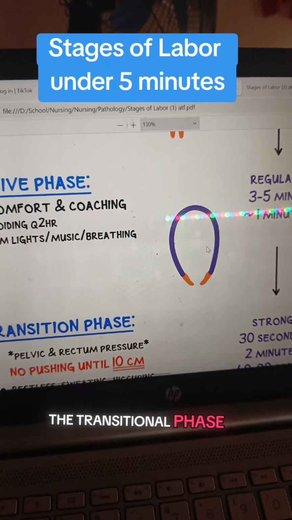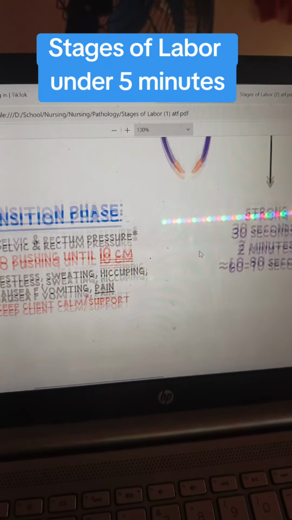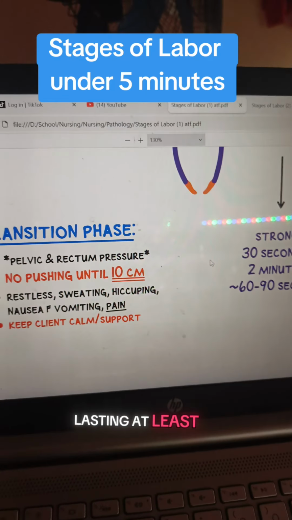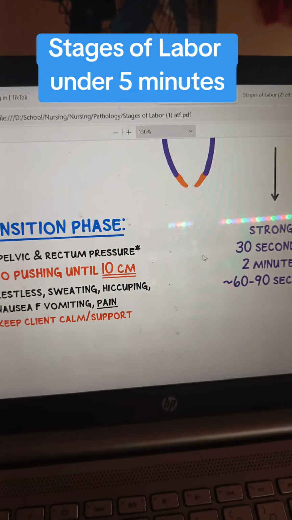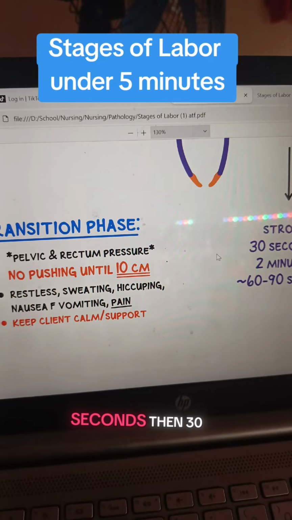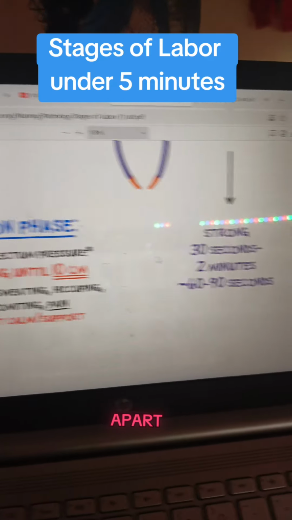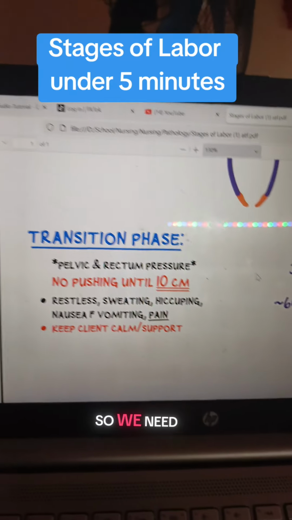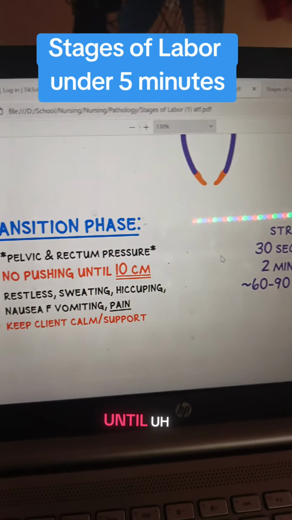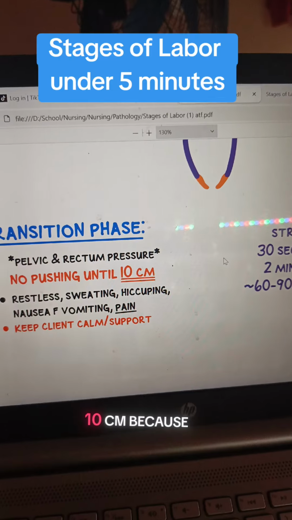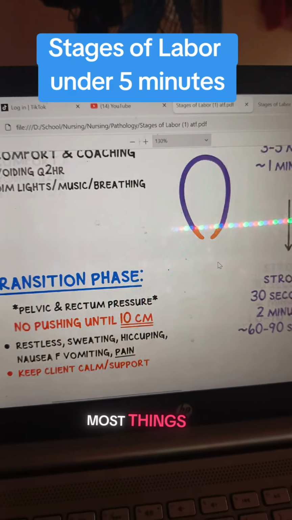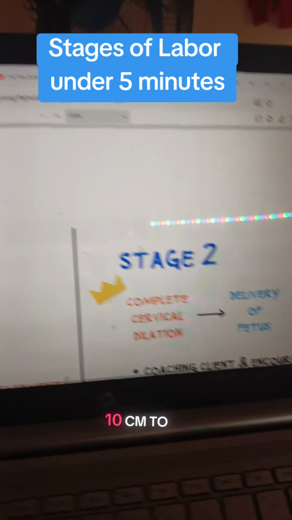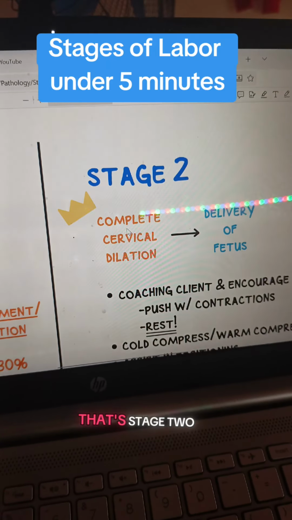Then for the transitional phase, our contractions will now start to be stronger, lasting at least 60 to 90 seconds, then 30 seconds to 2 minutes apart. Then the dilatation is from 8 to 10 centimeters. So we need to encourage the mother not to push until she reaches 10 centimeters because we are risking most things. So once the cervix reaches 10 centimeters, the delivery of the baby, that's another stage, that's stage two.